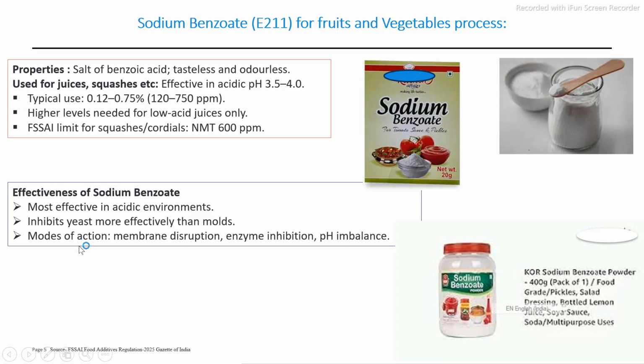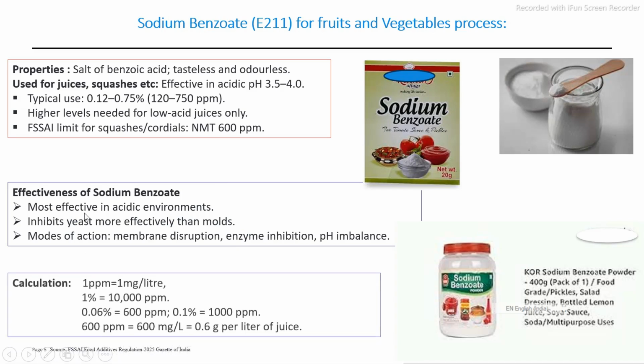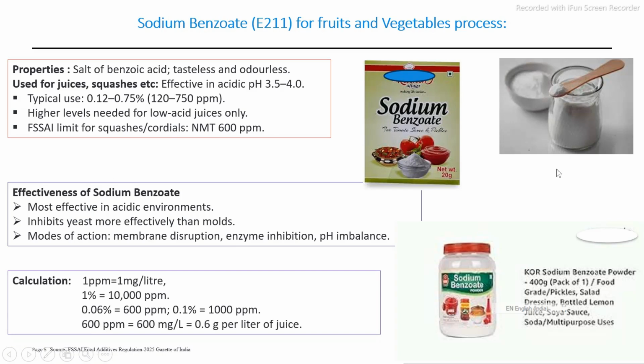Next, the effectiveness of sodium benzoate. It is very effective against yeast, helps control enzymatic reactions, and in acidic food products it is more effective in extending the shelf life. Regarding the calculation, when we add preservatives or any additives as per the regulatory guidelines, we must add the specific limits. For that, we first calculate, then weigh, and then add. During addition, we first dilute: take a small quantity of water, add the preservative and mix properly, and then mix it with the final product.